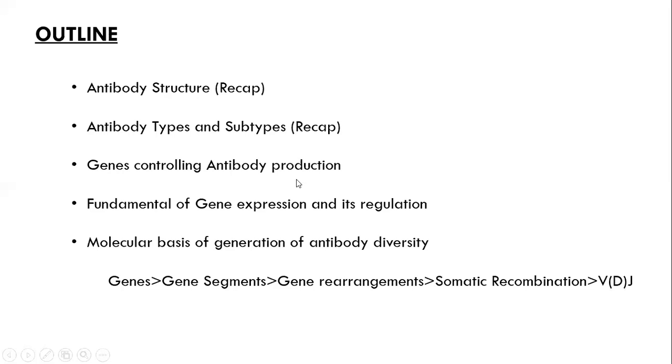So the lecture has been divided into an outline. For this outline, I think you need to recap last week a little bit more on antibody structure and antibody types and subtypes, because that is very fundamental to talk about the variability, how it can be generated during development of the B cells. So we will recap slowly here and then go into a little more depth on genes controlling antibody production and the fundamentals of how gene expression is regulated in general. We will talk about post-transcriptional mechanisms and then go into more detail on the molecular basis of generation of antibody diversity.